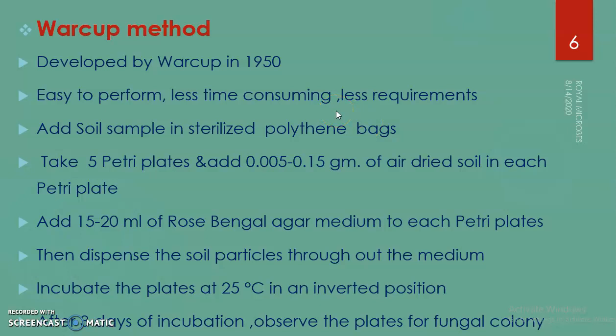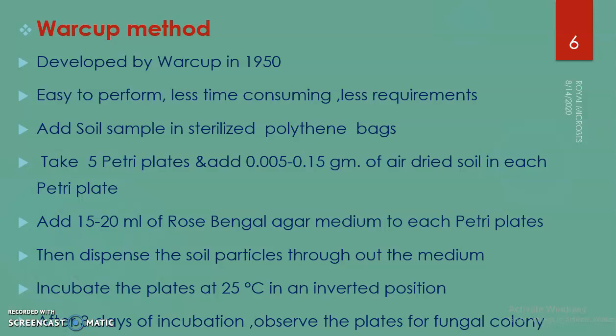Second method is Waksman method. It was developed by Waksman in 1950. It is very easy to perform. It is less time consuming and has less requirements. Here the soil sample is collected in sterilized polythene bags. Then we have to take 5 sterile petri plates. Then add 0.005 to 0.15 gram of air dried soil into each petri plate.